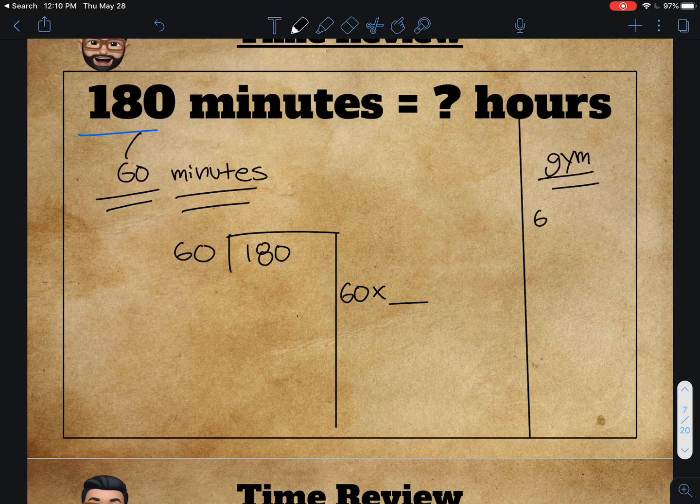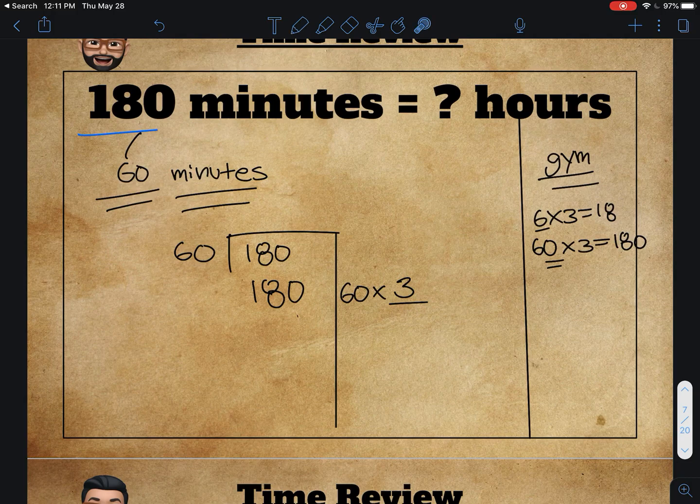Now, I know 6 times 3 is 18. So 60 times 3 equals 180, because I'm going to annex the 0. This is not a 6, it's actually 60, so I'm going to annex a 0 here, going from 6 to 60. So 6 times 3 is 18, which means 60 times 3 is 180.